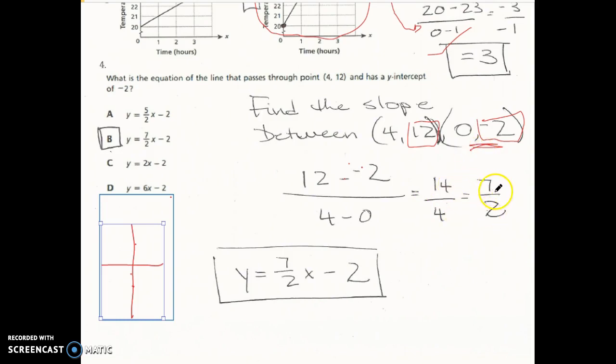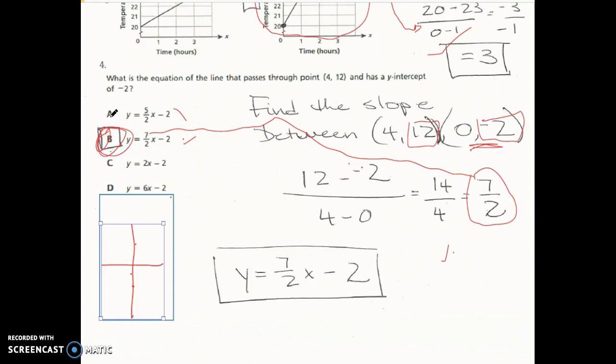I can reduce those down. My final answer is 7/2. Remember that this 7/2 is going to be my slope. Can't really write that, so I'm going to insert that over here for my x. And I can see that my -2 is my y-intercept. I insert that here. And the correct answer is B.